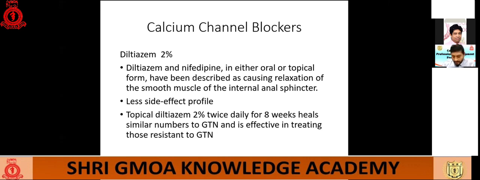After we try GTN, we can introduce diltiazem 2% cream. This can be applied twice daily for 8 weeks. It has the ability to heal fissures which are not healed by GTN. It has a less side-effect profile and acts the same as GTN, relaxing the internal sphincter.